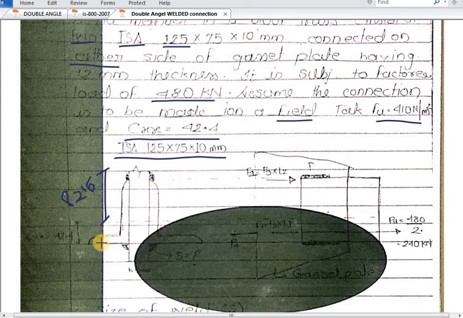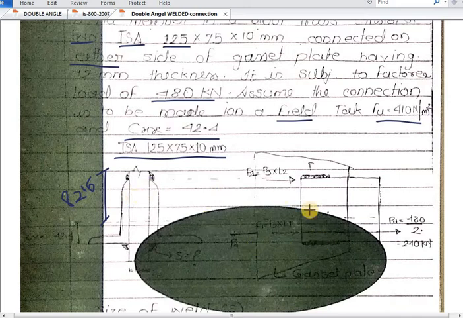So this total distance is 125 because we are connecting with the 125 length instead of 75. We are connecting the longer leg to the gusset plate in order to achieve the maximum strength. Okay, so therefore 125 is the total length from the base to the toe. So 125 minus 42.4 comes to be 82.6. Okay, so this distance is 82.6 and the remaining distance is 42.4, which will be used for the further calculation, that is while we are taking the moment at CG.